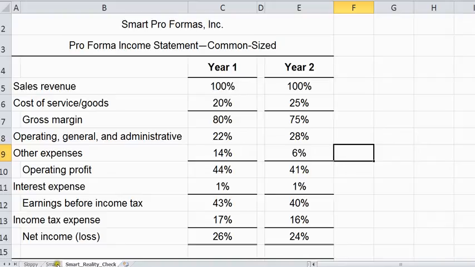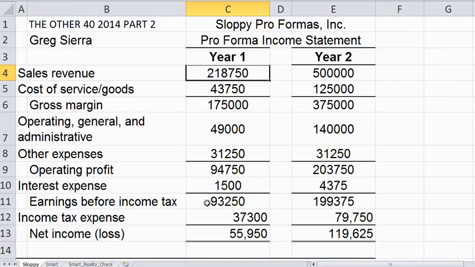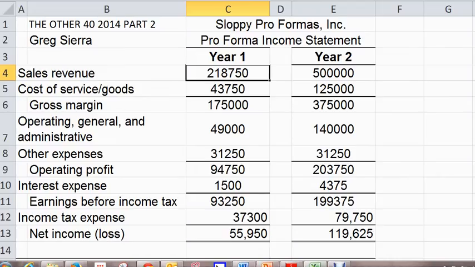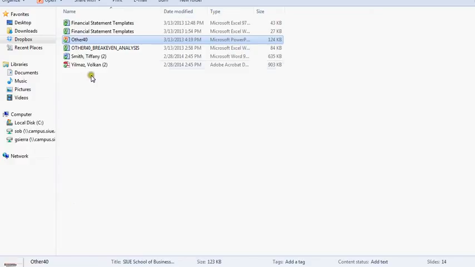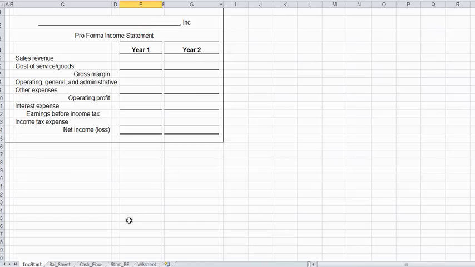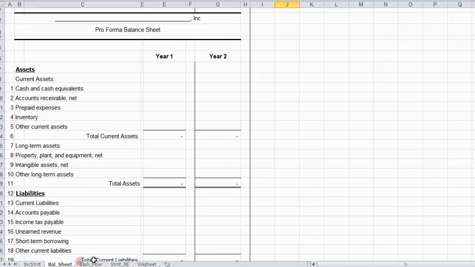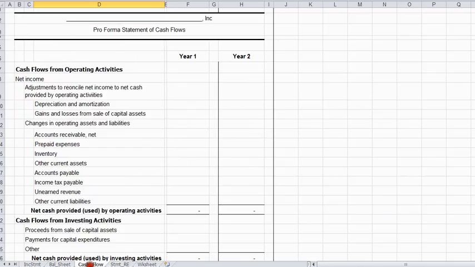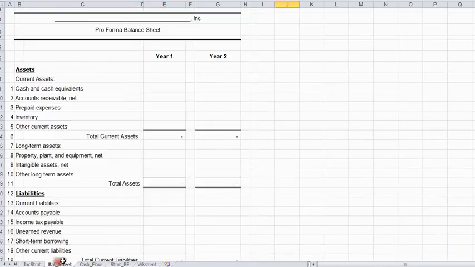Okay. I am also going to send out to you these financial statement templates. These are not all required, but these are the financial statements. Okay. Can be a little overwhelming.